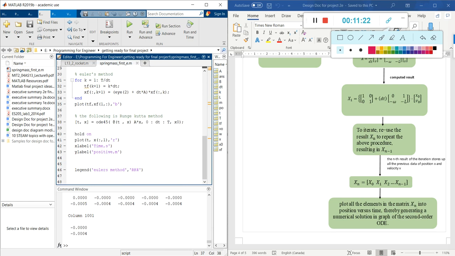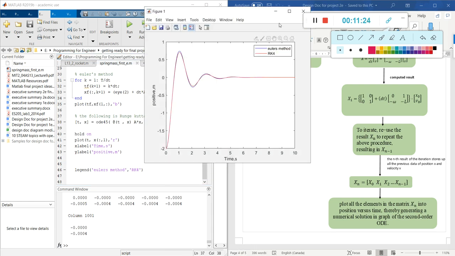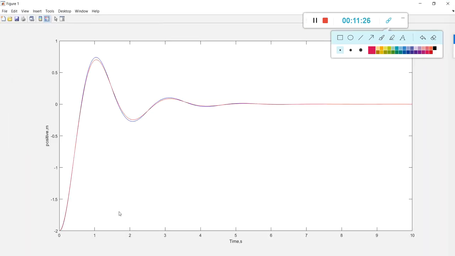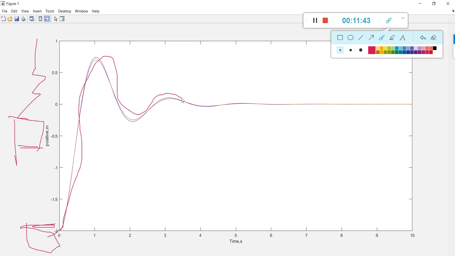And the end result should be like this. The initial condition, there's a spring mass. The spring is stretched to this position, and then released, it would oscillate, and because there's friction, it came to a halt at the equilibrium position 0.